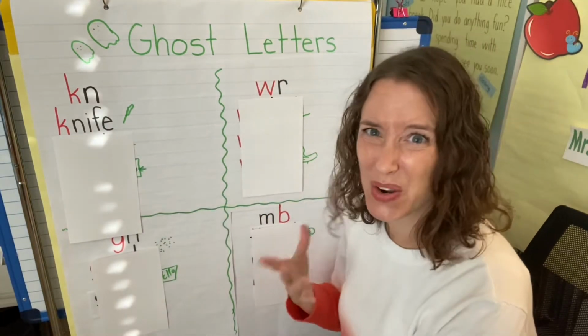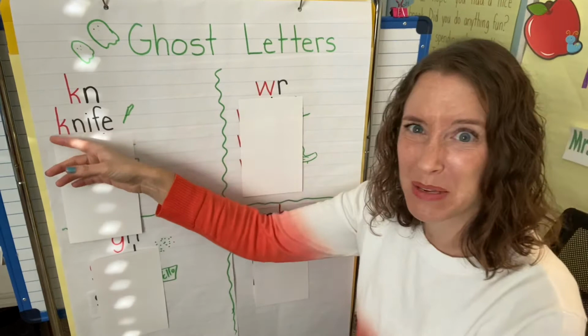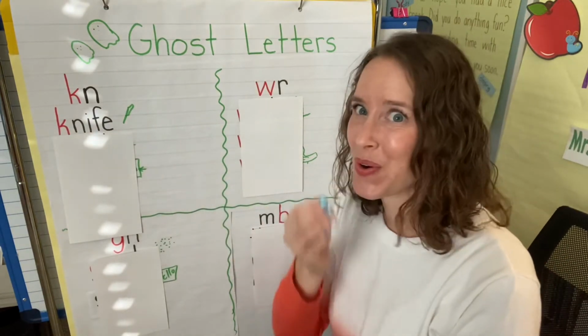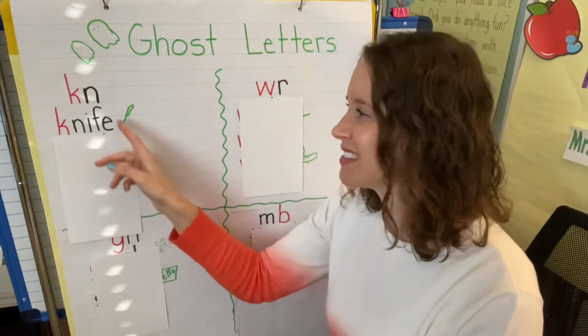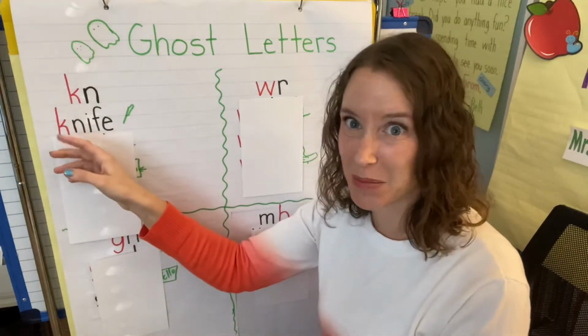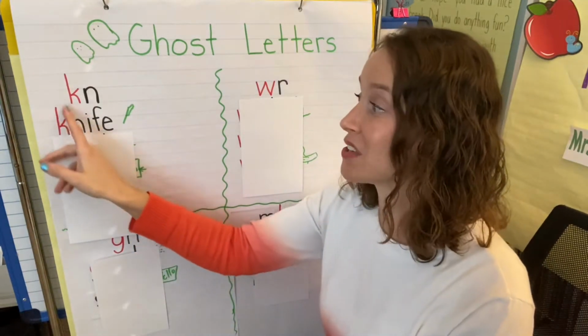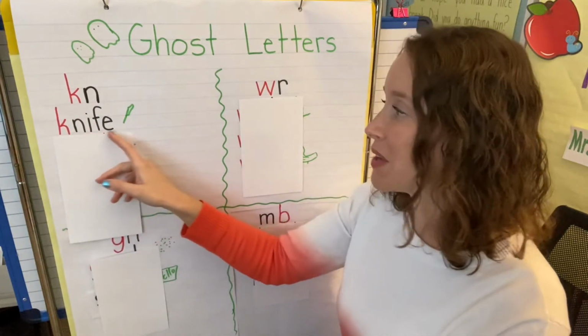So when you try to sound out a word like that and you hear that sound in the beginning and it doesn't sound right, you know, hey, wait a minute, I have to stop and think, what is in this word that isn't right? And that K sound at the beginning isn't right. It's a ghost letter. It's quiet. So we have knife.